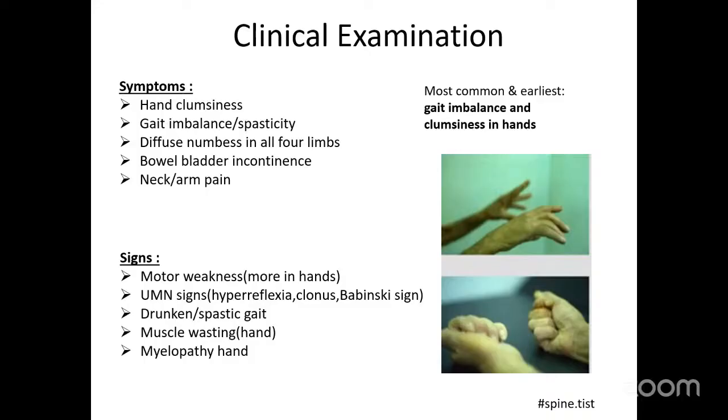What are the signs? All the upper motor neuron signs: hyperreflexia, clonus, Babinski sign, motor weakness in later stages. Gait, yes, definitely imbalanced, drunken, spastic gait, wasting of muscles in the hand, which is very common, and all of them contribute to myelopathy. And yes, which is the most common and earliest symptom which each and every patient has? The answer would be gait imbalance and clumsiness in hands. This is how myelopathy starts. Very important.